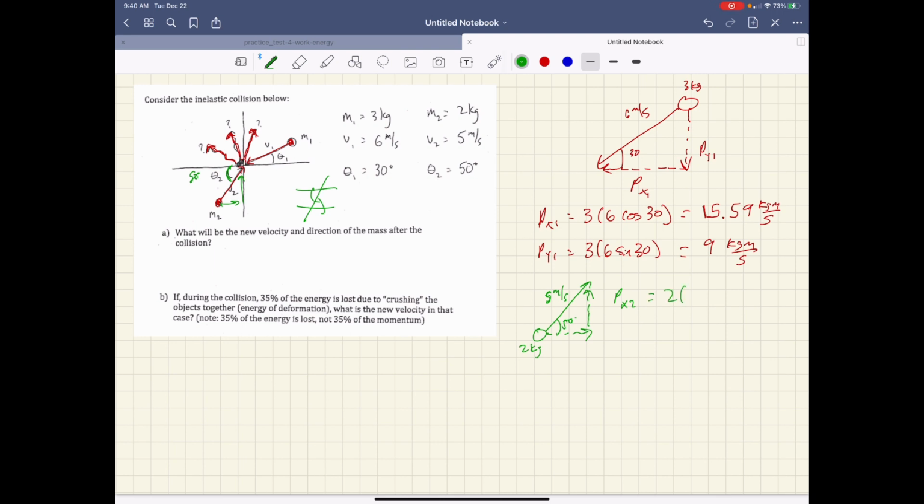Anyways, now we can figure out that px2 is going to be 2 times 5 cos 50, and py2 is going to be 2 times 5 sine 50. So 10 cos 50 equals 6.43. Oops, not meters per second, kilogram meters per second. This is momentum. And this is 10 sine 50, which is 7.66.